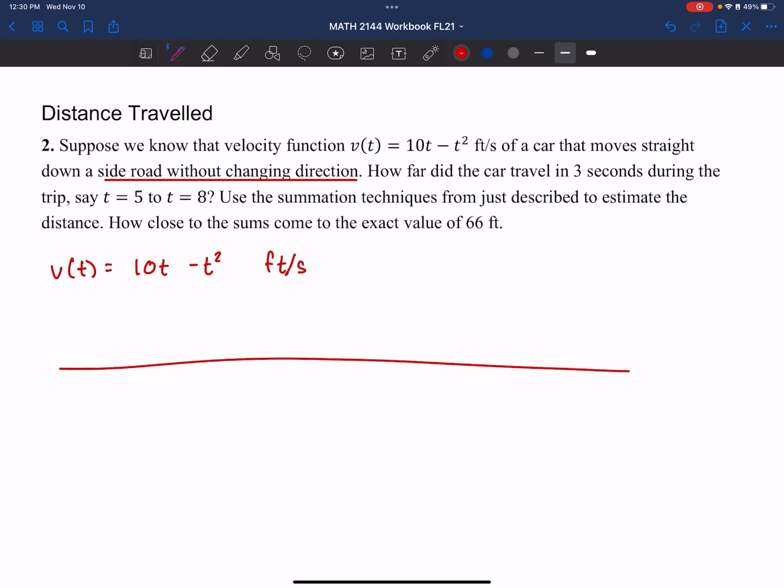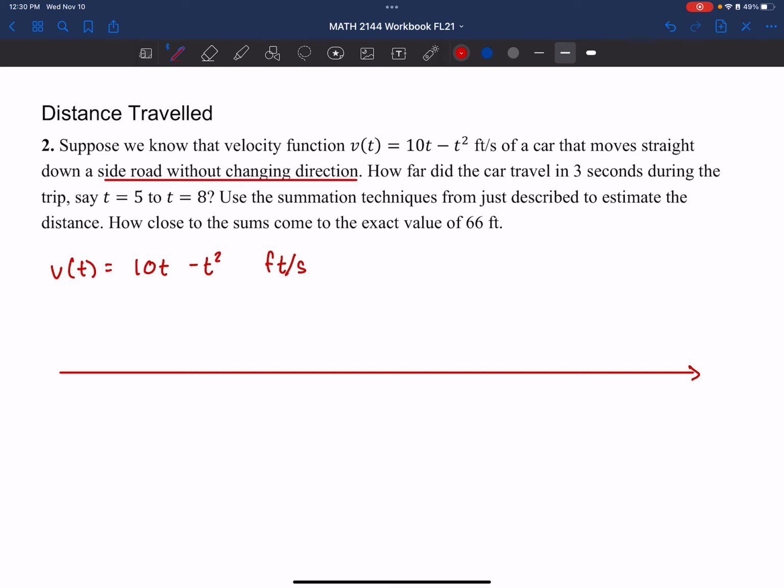So here's my road. It's going to be straight. And we know that the car, let's see, here we go. We've got my car. I am a great artist. Nope. There's my car. Let's give it a little, it's like a truck. Anyway, it is traveling in this direction. So this is time 0.